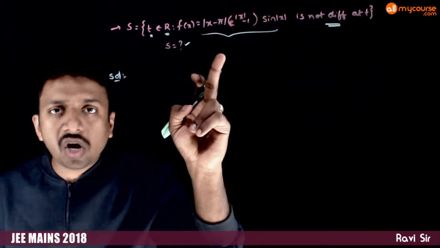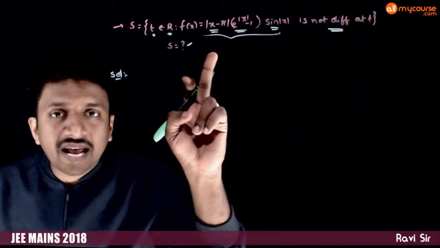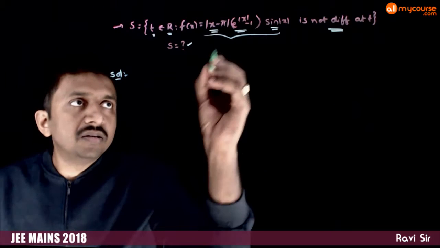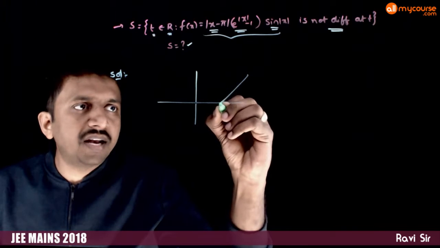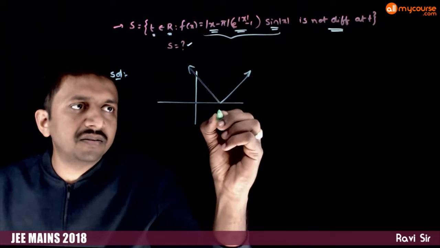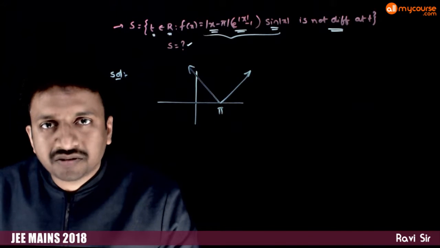So if you try to draw the graphs of all these individual functions, the graph of |x - pi| will look something like this. So it is the mod x graph moved forward by pi units.